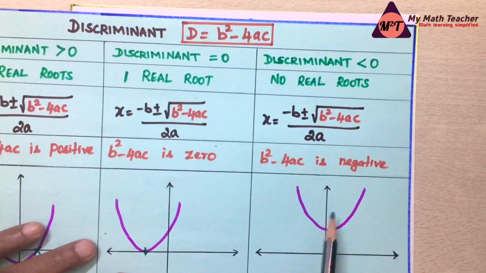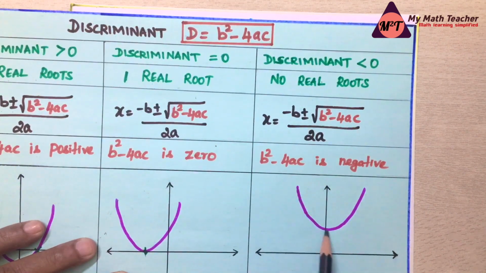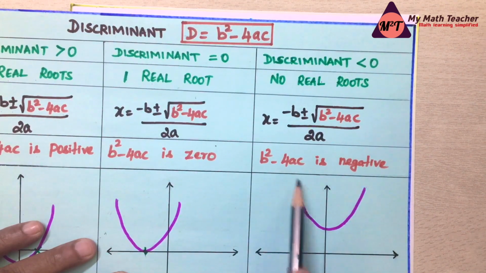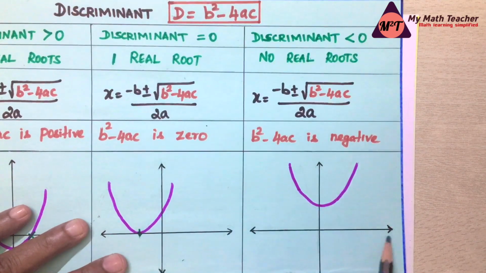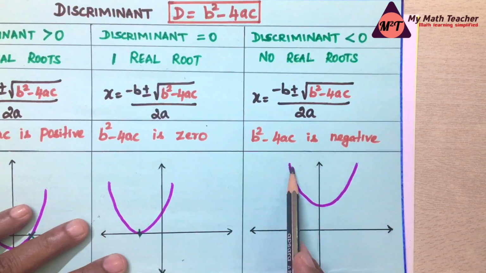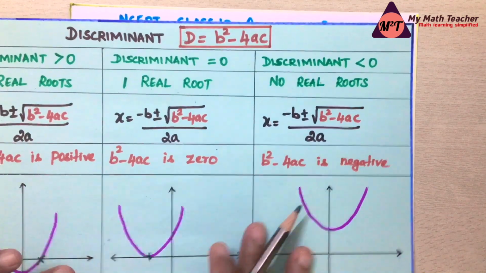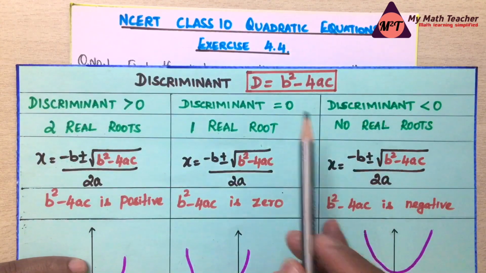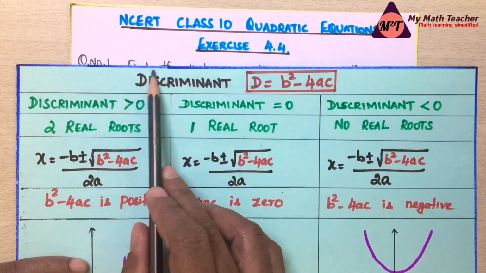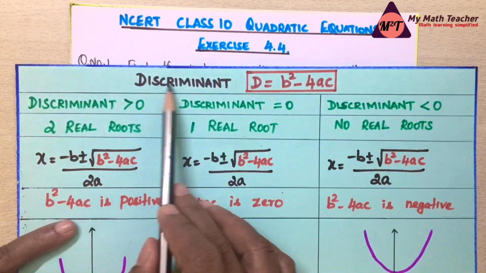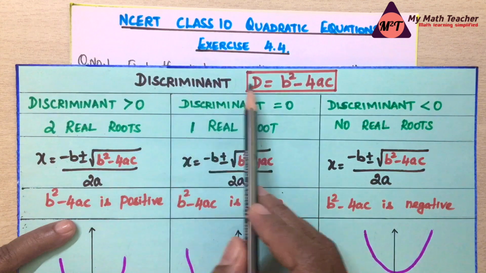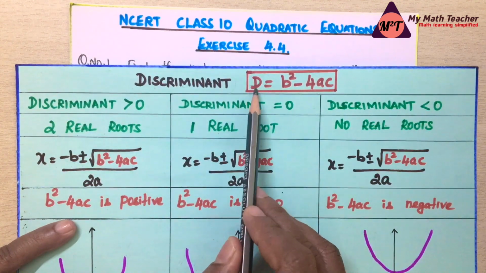The next one, the third one, the parabola, you can see here, the parabola will never touch the x-axis, which means there is no real root at all. The roots are imaginary. Now, so how to find the nature of the roots? It's very simple. The nature of roots is called as discriminant. What is this? Discriminant. It is denoted by the capital letter D.